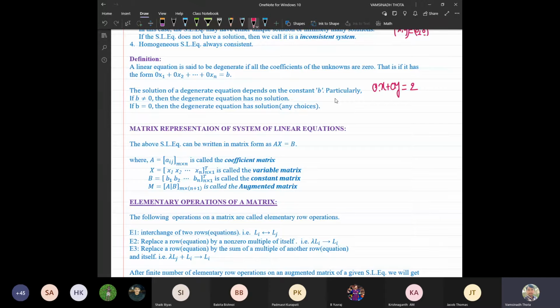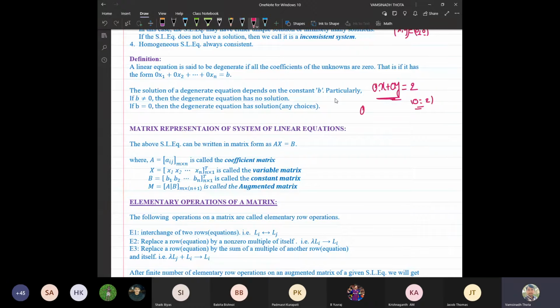Now, what is the solution? Does the solution exist for this linear equation? Does this linear equation have a solution? No. If it had a solution, then what would you get? You would get 0 is equal to 2. So it does not have any solution.